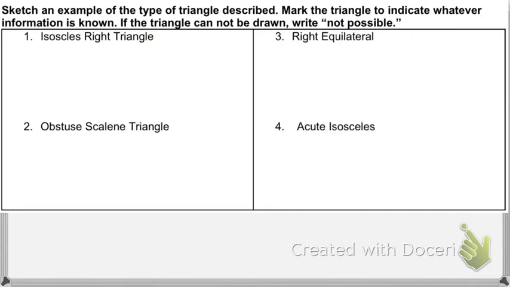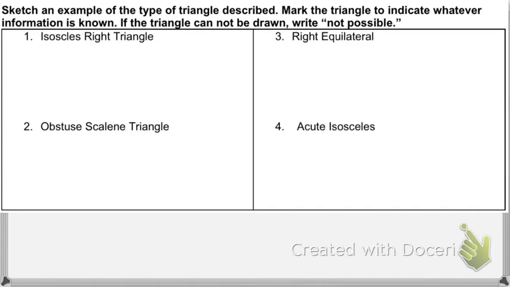All right. So we want to sketch an example of the type of triangle described. If we continue on to the next page here, guys, stop. Voices off. Thank you. Sketch an example of the type of triangle described.